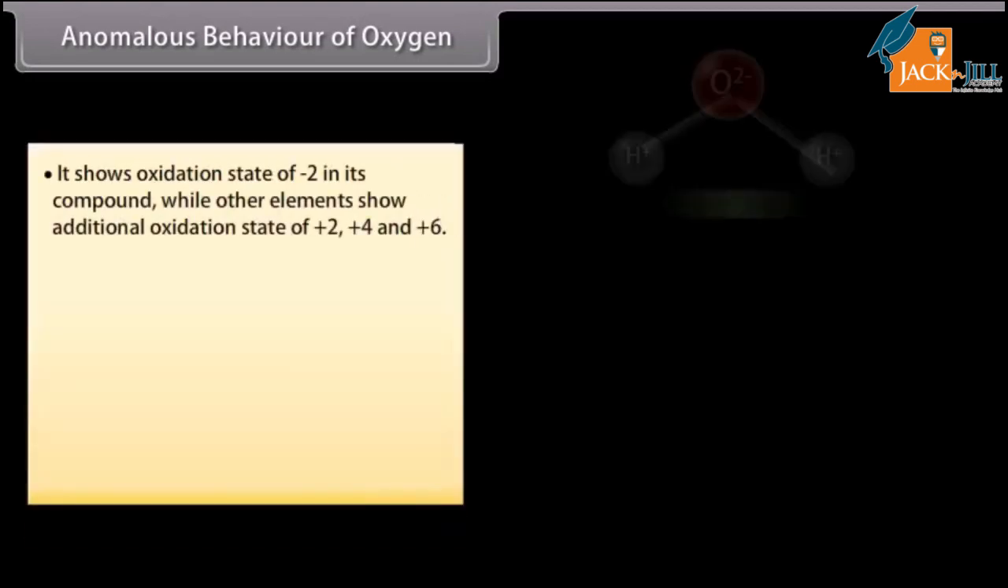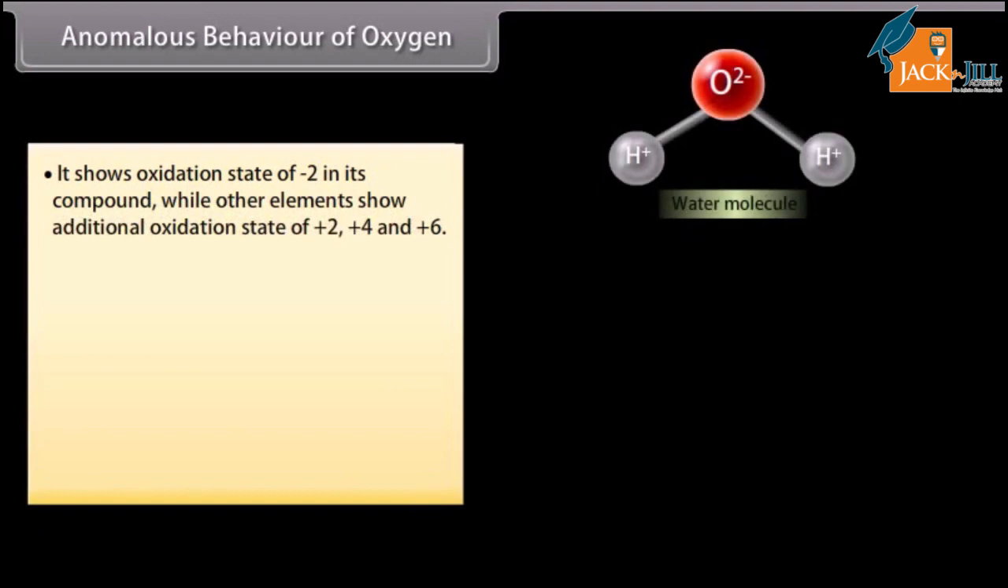Anomalous behavior of oxygen. Oxygen differs from rest of the elements in the family in the following respects. It shows oxidation state of -2 in its compounds, while other elements show additional oxidation states of +2, +4 and +6.